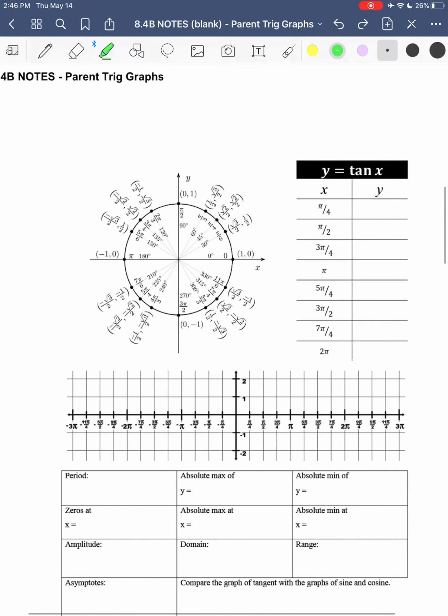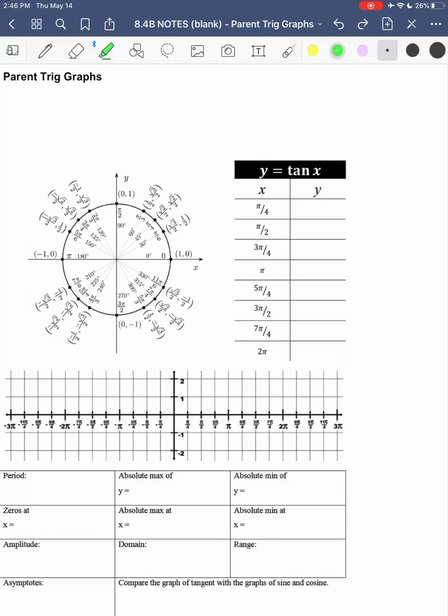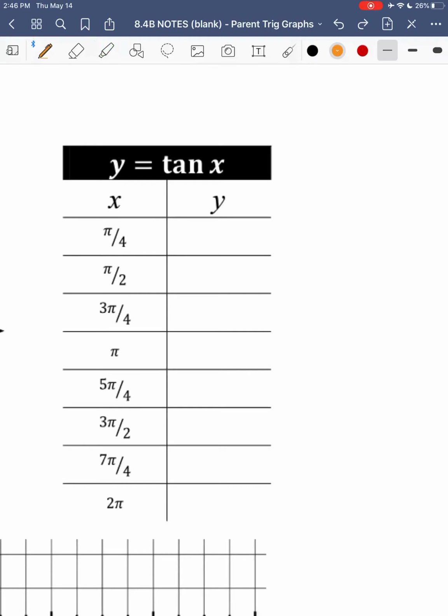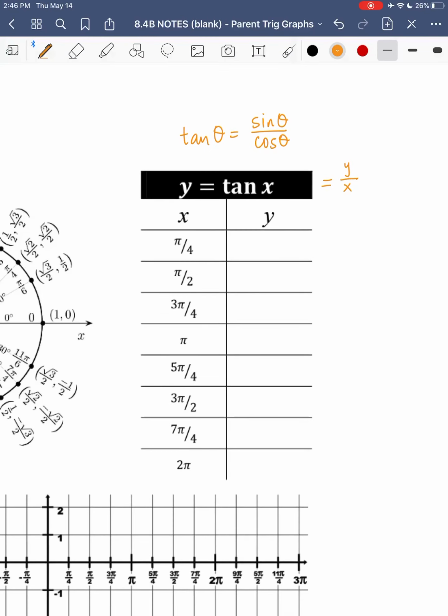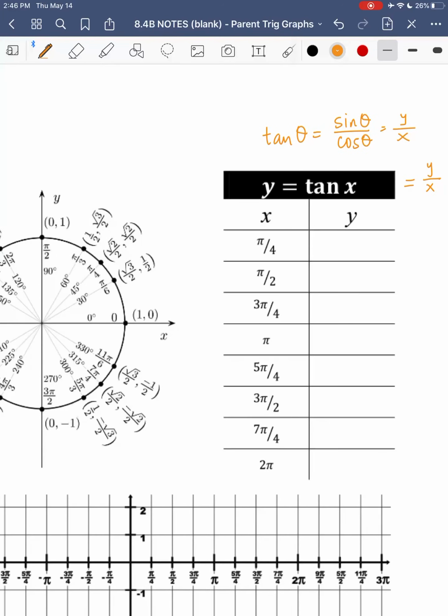All right, now we're going to look at tangent. Tangent is going to be strange. If you're looking at the unit circle, you can calculate tangent as the y value over the x value. Because remember, tangent of theta is sine of theta over cosine of theta. So sine is the y value, and cosine is the x value. So we can just do y divided by x to get this.